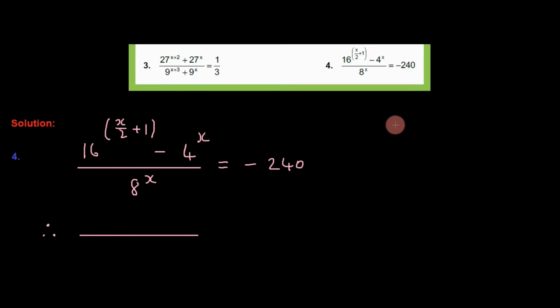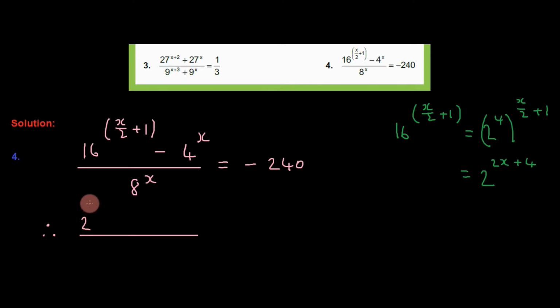left-hand side. So 16 to the x over 2 plus 1. Using prime factors of 16, it's 2 to the 4. And this is all to the x over 2 plus 1. We can multiply the powers. 4 times x over 2: the 2 goes into 4 twice, times the x is 2x, and 4 times 1 is 4. So we have 2 to the 2x plus 4.